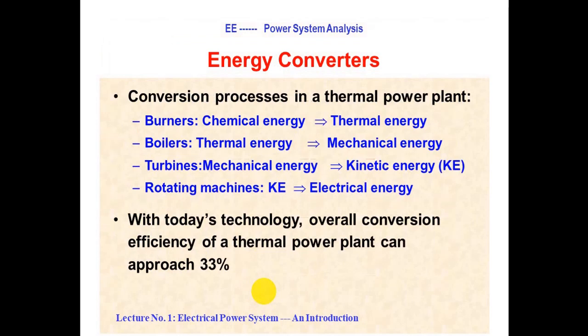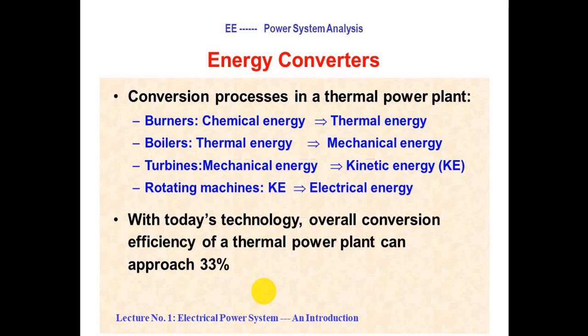And you can say this is one method of conversion processes in a thermal power plant. If you talk about thermal power generation, normally we start from the burners, and in that we convert chemical energy into thermal energy, because with the burning of gases they convert to heat energy or thermal energy. And in the boilers, that thermal energy is converted into mechanical energy to mechanically rotate the turbines. In the turbines, mechanical energy is converted into kinetic energy, and then this kinetic energy is converted into electrical energy with the help of rotating machines. So these are the four-step conversion process involved in a thermal power plant.